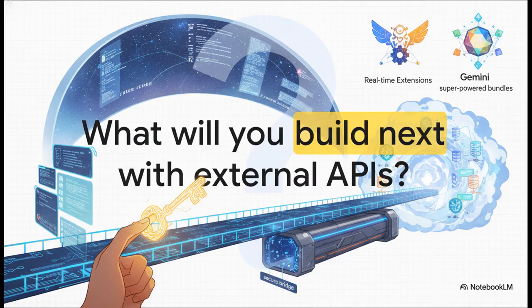You've got the massive 1 million token context window. You have the secure bridge via MCP. You have the real-time knowledge of live documentation. And you have these super-powered bundles of Gemini extensions. Now that your AI has the secure keys to external APIs and live documentation, what will you build next? Seriously, take this architecture, apply it to your own code base, and experience true agentic coding for yourself.